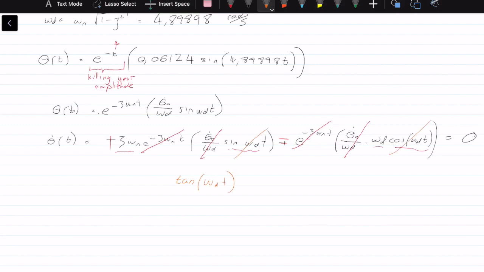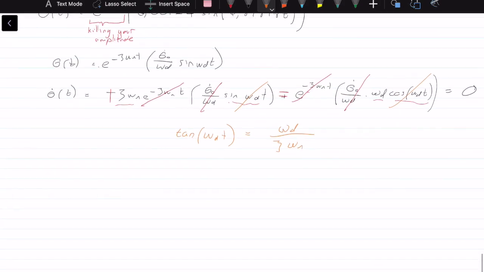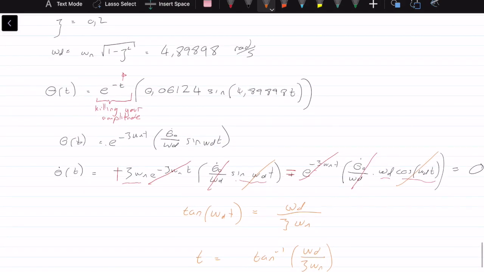So that takes care of those two values. We've got an omega d, and we've got a zeta omega n. Then what I'm going to say is t is equal to tan to the minus 1 of omega d over zeta omega n, all over omega d. And there we can figure out our time value.